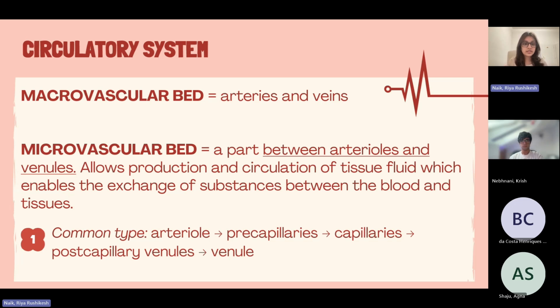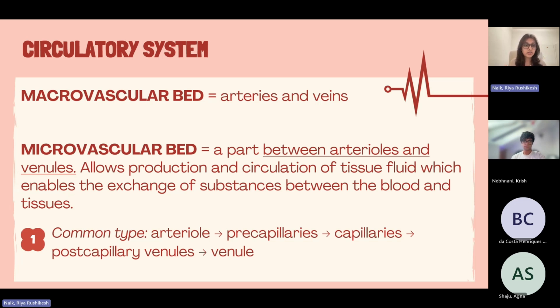So, the circulatory system is divided into two types. There is the macrovascular bed and the microvascular bed. As we know, macro means something large, and micro is something really small. So, the macrovascular bed by default contains the large arteries and veins, whereas the microvascular bed contains the small arterioles and venules. The microvascular bed basically allows the production and circulation of all the tissue fluid, and this by default enables the exchange of substances between the blood and the tissues.